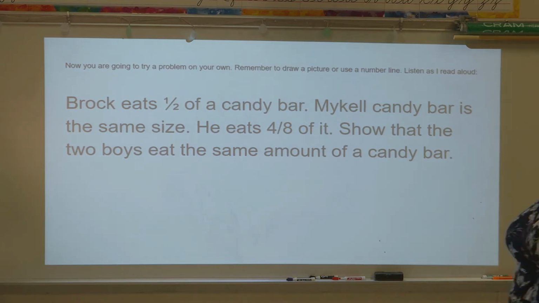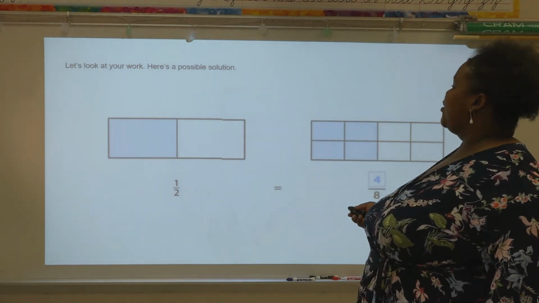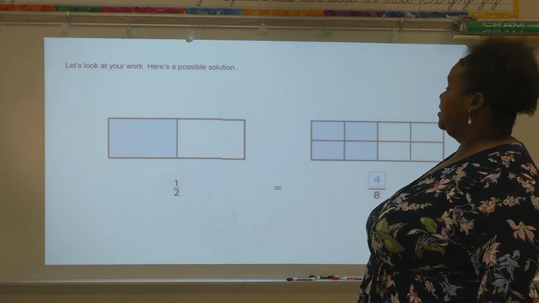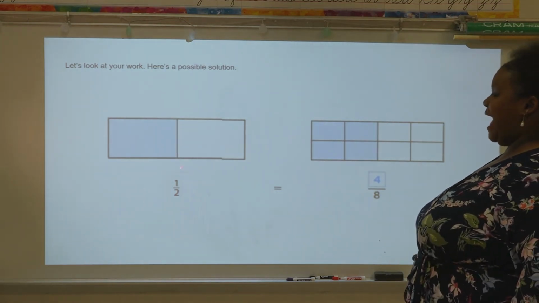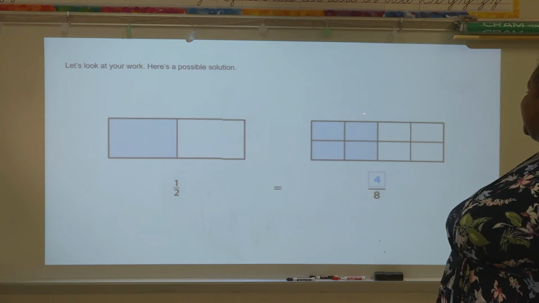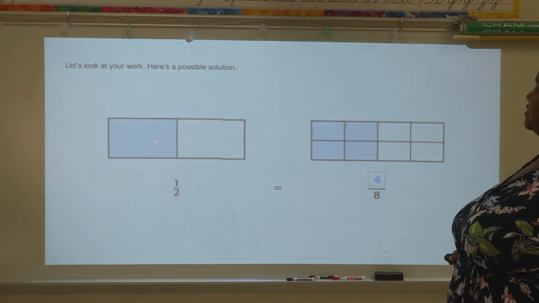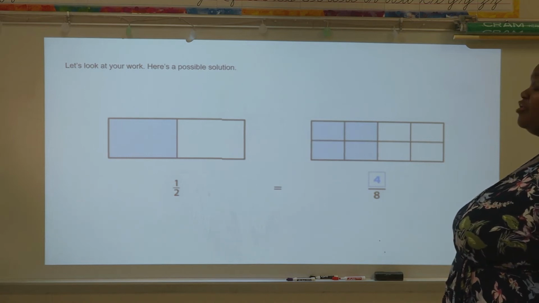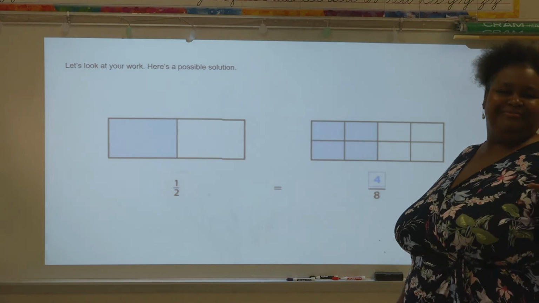All right, let's go ahead and check it. Let's look at your work. Here's a possible solution. The first candy bar, 1/2. The second candy bar would be 4/8. And to show it's the same amount, a picture like this. If you did that, say, good job.